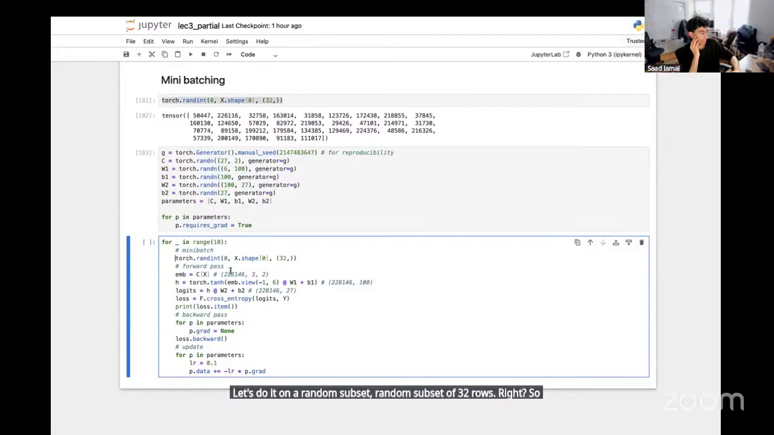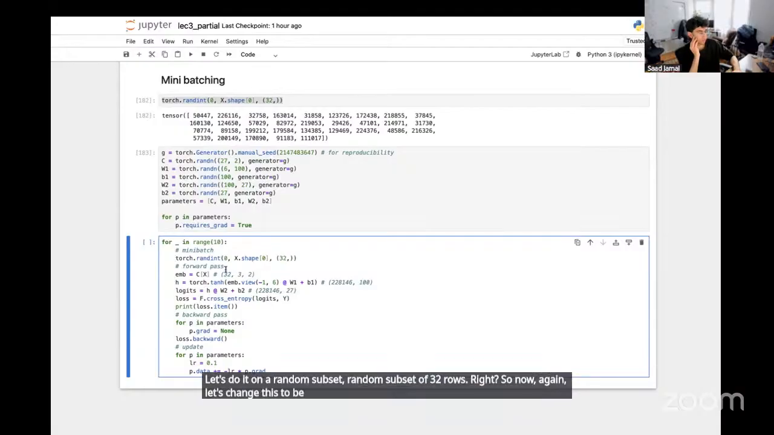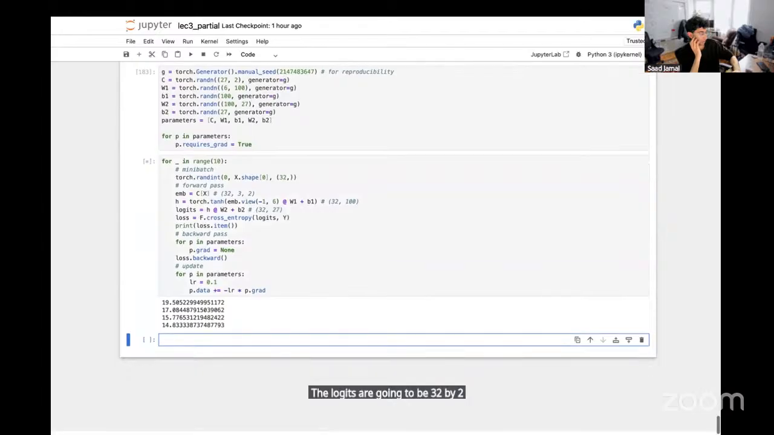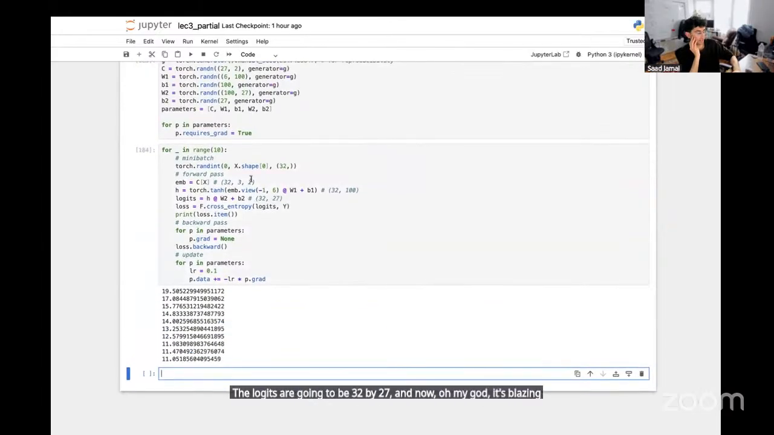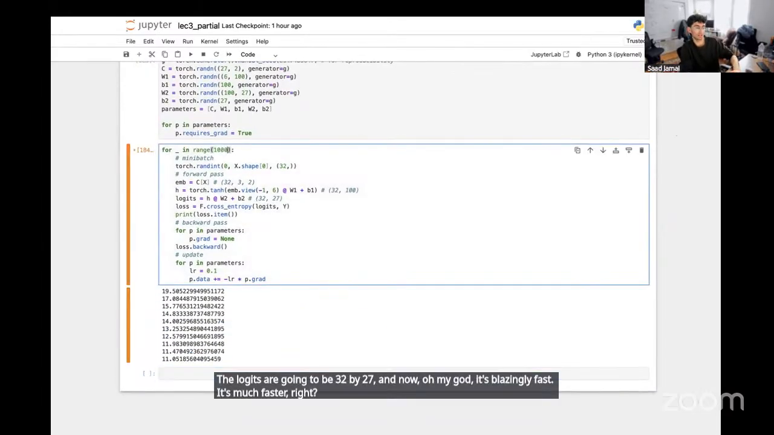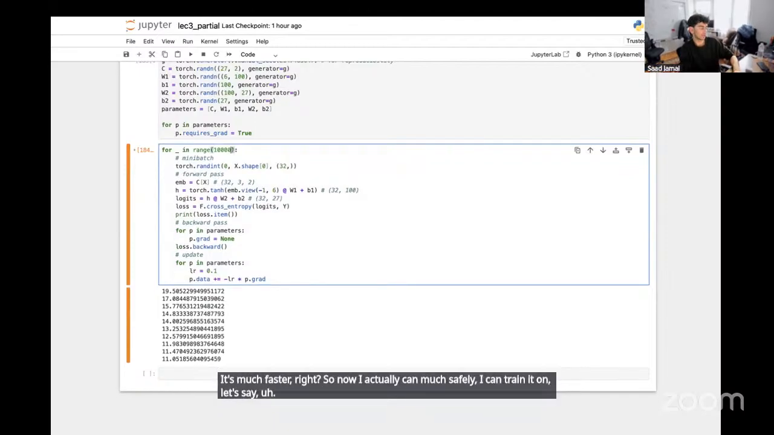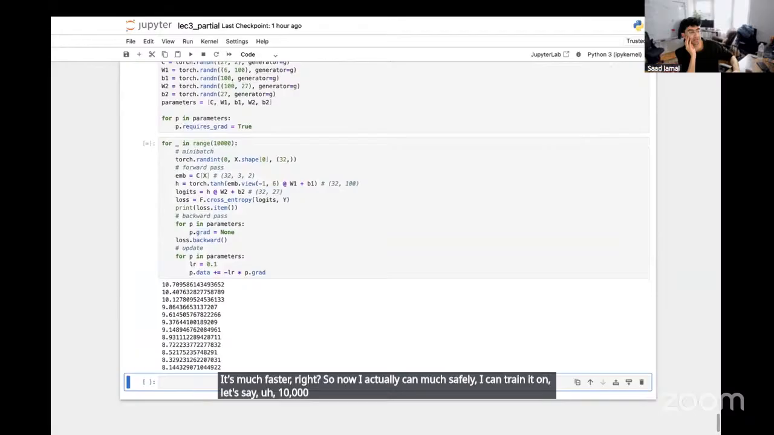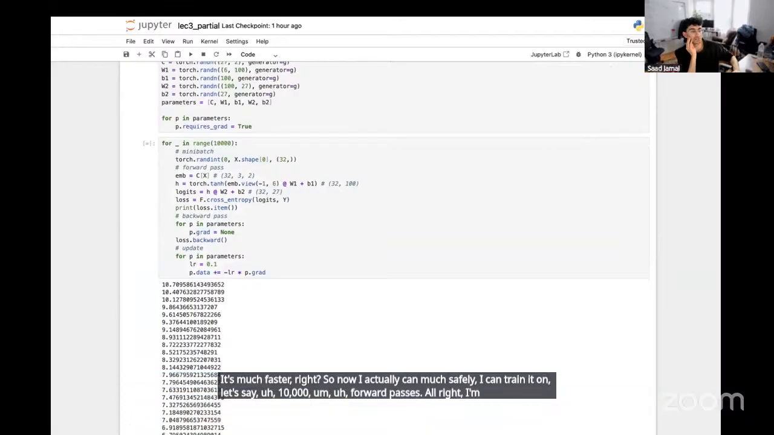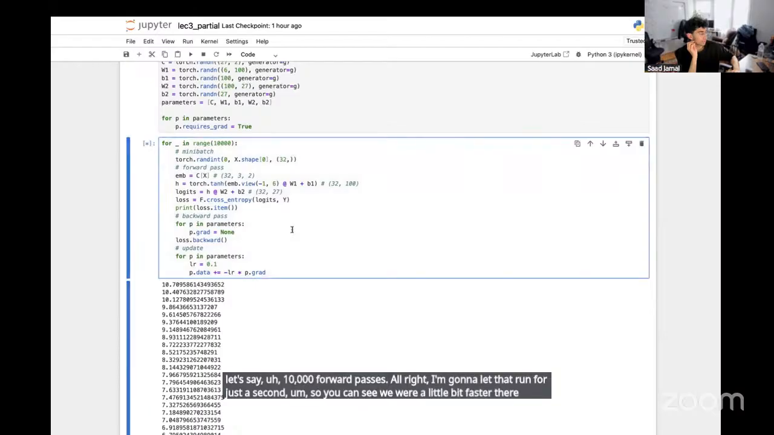So now, again, let's change this to be 32, right? This code is the same, but now it's going to be 32 by 100. The logits are going to be 32 by 27. And now, oh my God, it's blazingly fast. It's much faster, right? So now I can much more safely train it on, let's say, 10,000 forward passes. All right, I'm going to let that run for just a second. So you can see we were a little bit faster there because we did a size 32.